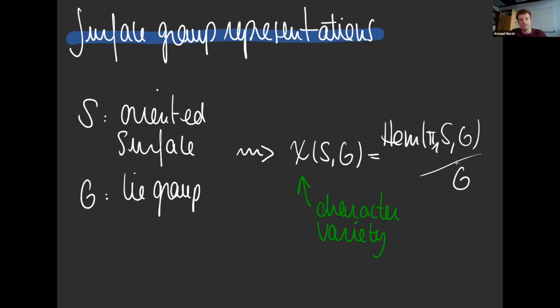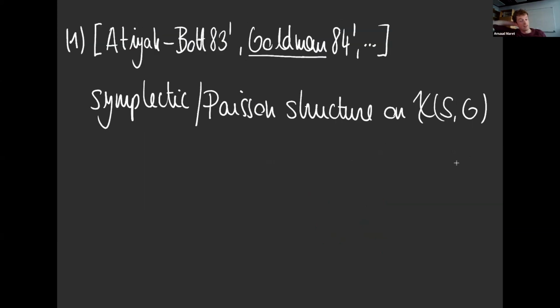So the question is, why should we care, right? Like, this is a symplectic seminar, so why should we care about character varieties? Well, because they are very symplectic in nature. So the main result here goes back to Goldman in 1984. If the surface S is closed, then these character varieties have a natural symplectic structure, which we refer to as the Goldman symplectic structure.